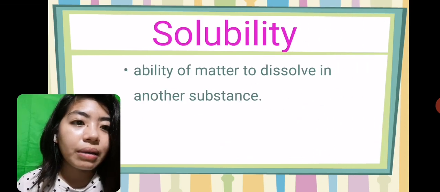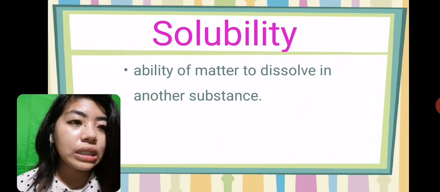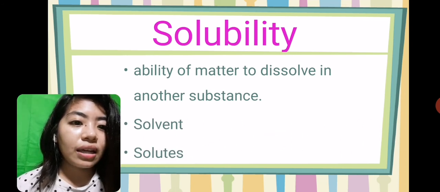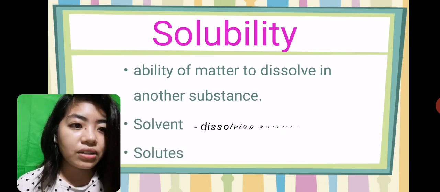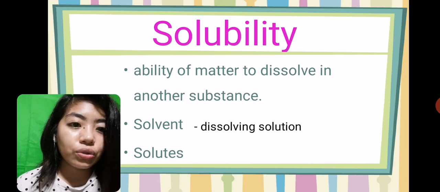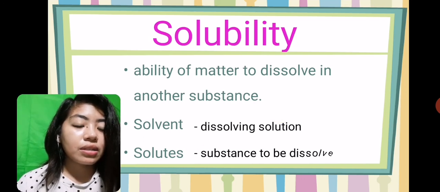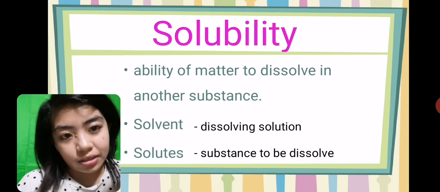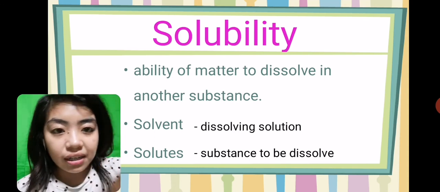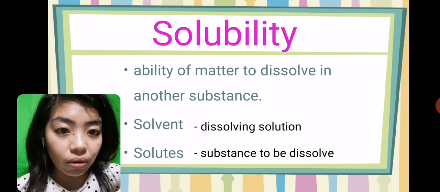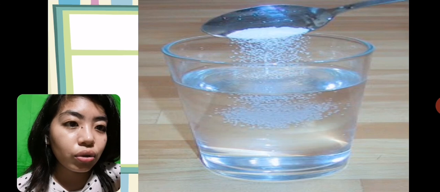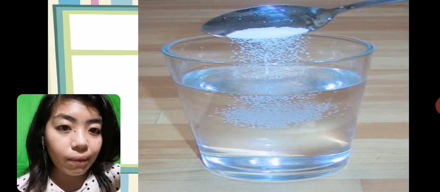Next is solubility, ability of matter to dissolve in another substance. So, we have here the solvent and the solute. Pag sinabi nating solvent, dissolving solution, then solute, ito yung substance to be dissolved. Our universal solvent is water. So, kaya nga siyang ginagamit natin na pang-dissolve. Okay, solvent, yung water, solute, yung tutunawin.